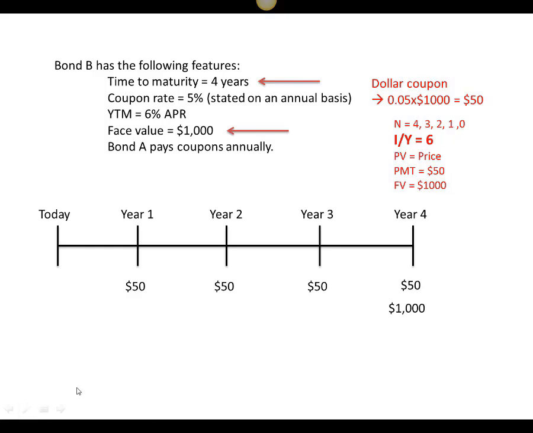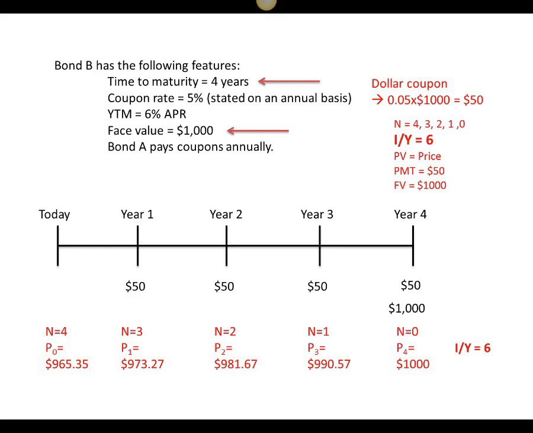Okay, so all our calculations in our calculator are the same except for I/Y, which is now 6. When we do that, we get the original price of the bond would have fallen from 1,000 to $965.35, and the price of the bond would change as shown, corresponding to each n equals 4, 3, 2, 1, and then finally 0. Notice that the bond has a price of 1,000 at maturity, which is the bond's face value. So at maturity, bonds sell for par.